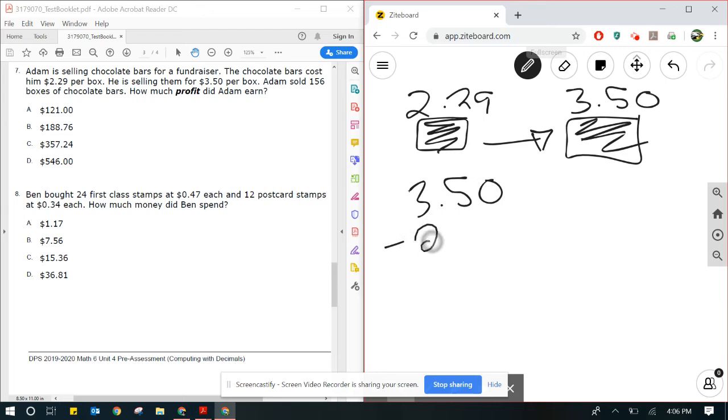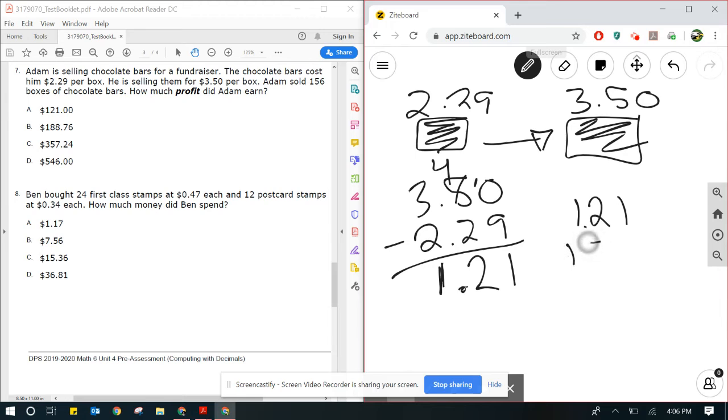Let's see how much money he's making. $3.50 minus $2.29. If I subtract this, I can't do 0 minus 9, so I have to put a 4 here. 10 minus 9 is 1. 4 minus 2 is 2. 3 minus 1. So he's making $1.21 on every single one of these boxes. And then it says he sells 156 boxes. So I've got 1.21 times 156, multiplying it.